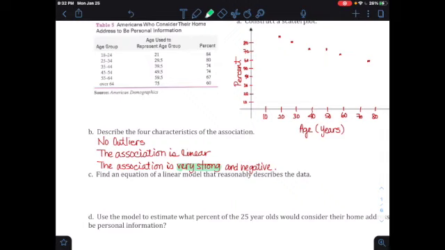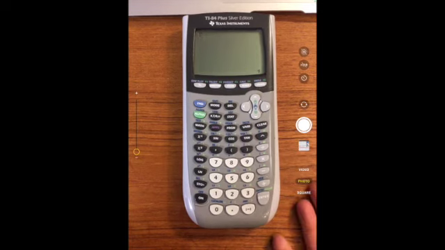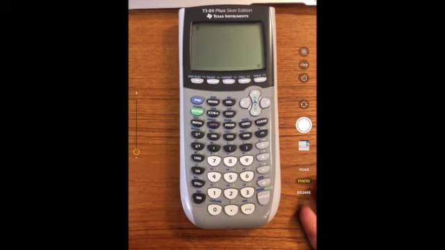Now, because this is a linear model, it's going to be in the form y equals mx plus b. And on the calculator, you're going to get y equals ax plus b. I'm going to pause the video and show you how to do it on the calculator. Figure out how to write an equation based on the data we just entered.